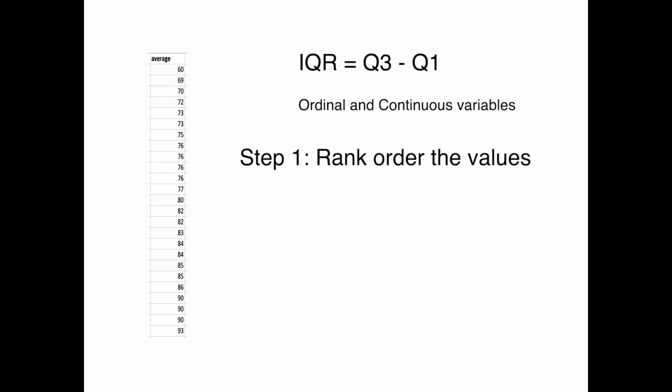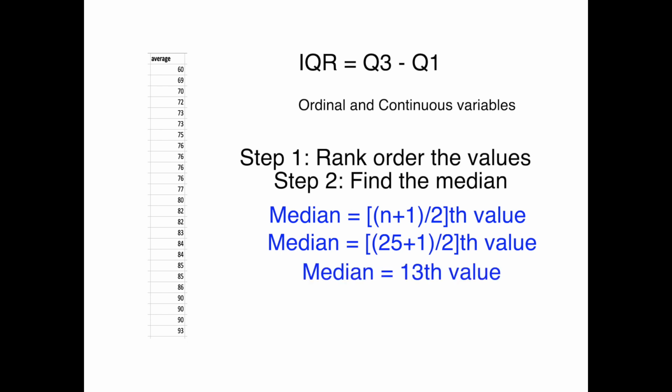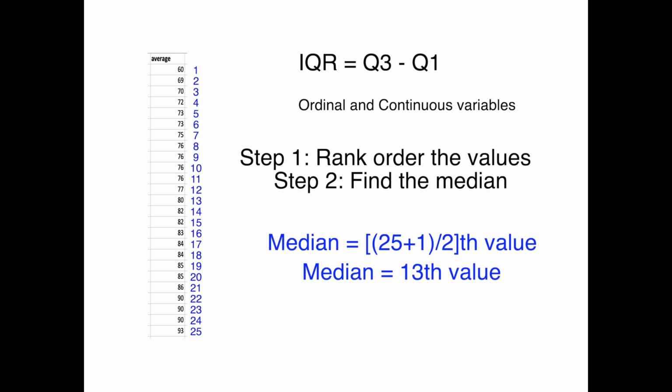Alright, so let's take a look at how we calculate the interquartile range. The interquartile range is the Q3 value minus the Q1 value. Like the range, it's appropriate for ordinal and continuous variables. We begin the same way by rank ordering the variables. In step number 2, we're going to find the median value. Recall that the median is the (n plus 1) divided by 2th value. In this case, since we have 25 observations, it's 25 plus 1 divided by 2. That gives us a median of the 13th value. I've labeled all of our values 1 through 25, and then you can see here that the 13th value is equal to 80.